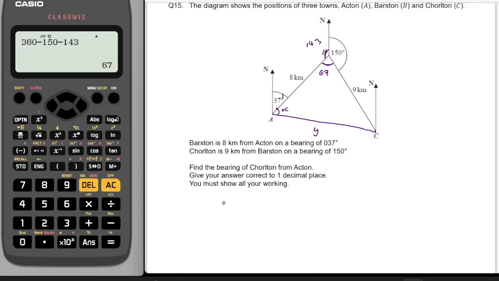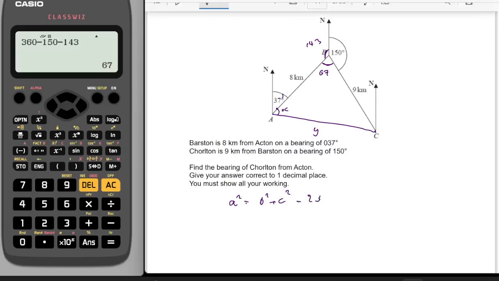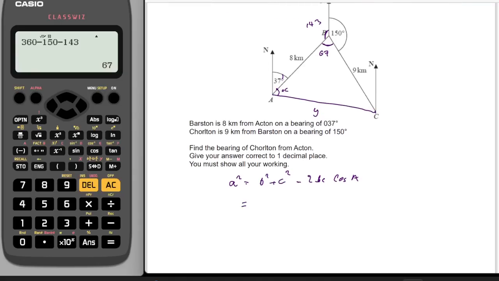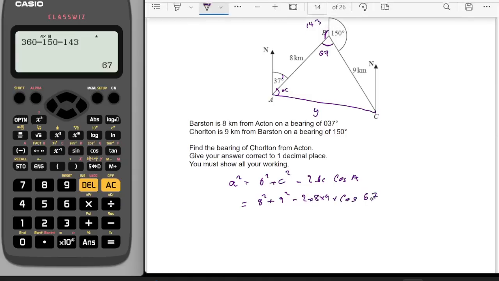So if I start with y, my cosine rule is going to be a squared is equal to b squared plus c squared minus 2bc cos A. So that's going to be 8 squared plus 9 squared minus 2 times 8 times 9 times cos of 67.